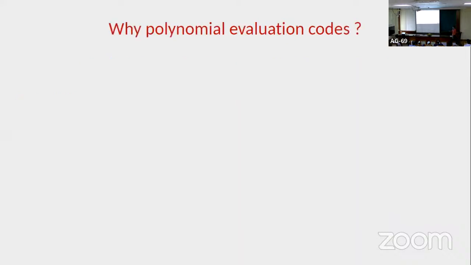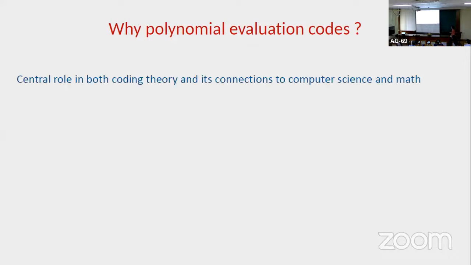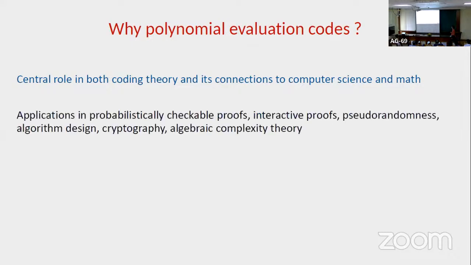Okay, so I've said so much about polynomial evaluation codes so far, but why do we care about polynomial evaluation codes? What is so special about them? They seem to play an outsized role in both coding theory and its connections to computer science and to math. Let me justify it a little bit. So applications to probabilistically checkable proofs, interactive proofs, pseudo-randomness, algorithm design, cryptography, algebraic complexity, and this is an incomplete list.